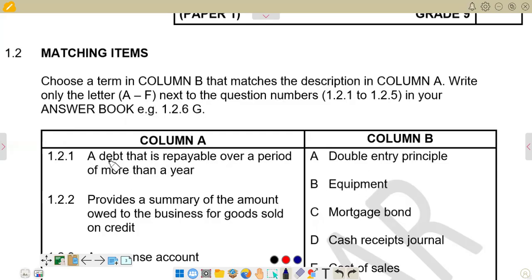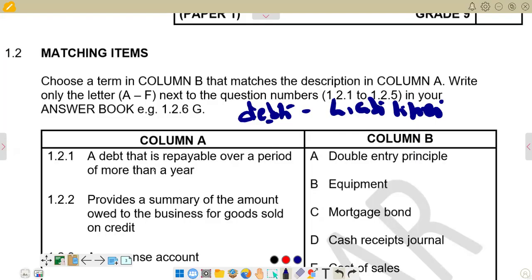So 1.2.1 reads: a debt that is repayable over a period of more than a year. So remember, all debts represent liabilities. And depending on the period in which we are going to pay the debt, we will describe whether it's a current liability or a non-current liability. In this case, this one is more than a year. So whenever we are paying a liability over a period of more than a year, it becomes a non-current liability. But when we are paying it within less than a year, it becomes a current liability.